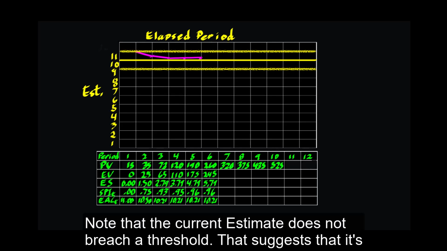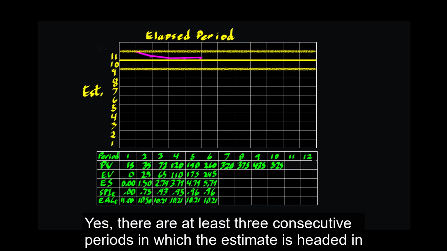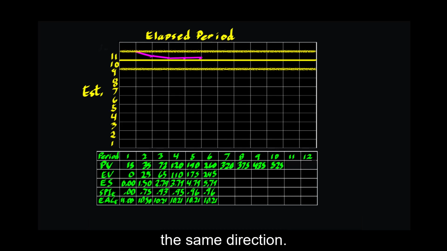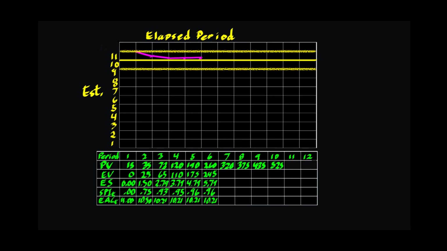Note that the current estimate does not breach a threshold. That suggests that it's not time to take action. But let's ask, is there a trend? Yes, there are at least 3 consecutive periods in which the estimate is headed in the same direction. But the trend is not approaching a threshold, so it's not yet time to act.